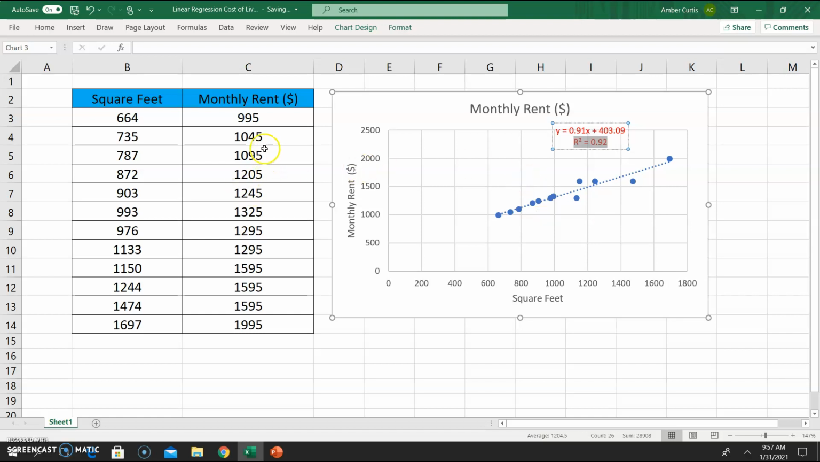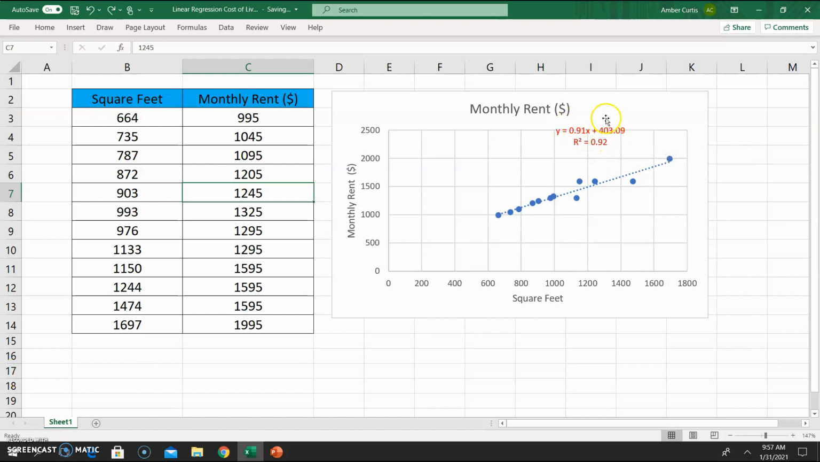Okay, so if I was to change one of these, let's say change this 1245 to 1700, you'll notice that the correlation coefficient drops down, and that means it has a worse ability to predict, right? It's not as good a fit. But right now what we have is our R-squared value of 0.92. Our correlation coefficient is actually the R, not the R-squared, so it's the square root of 0.92, which we'll determine in a moment.